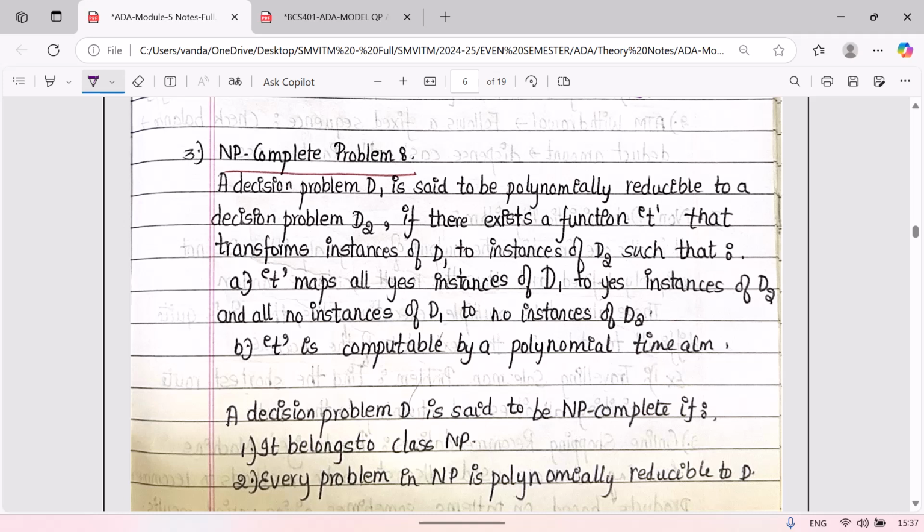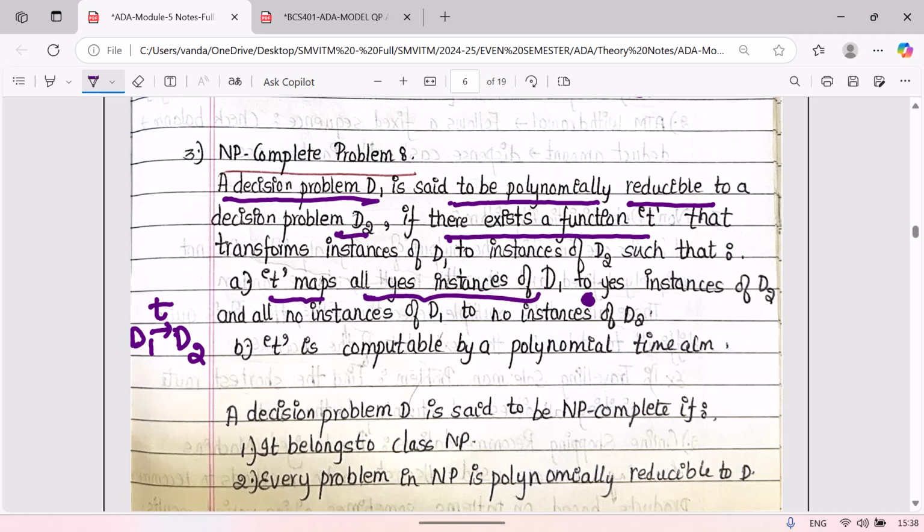See the explanation that is given. There is a problem D1. It is said to be polynomially reducible to a decision problem D2. So D1 can be reduced to D2 if there exists a function t that transforms the instances of D1 to D2 such that t maps all the yes instances of D1 to yes instances of D2 and all no instances of D1 to no instances of D2.